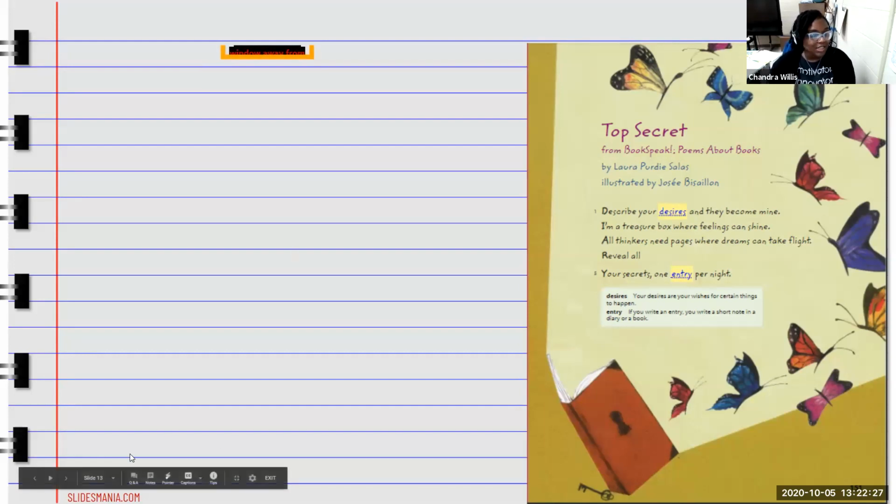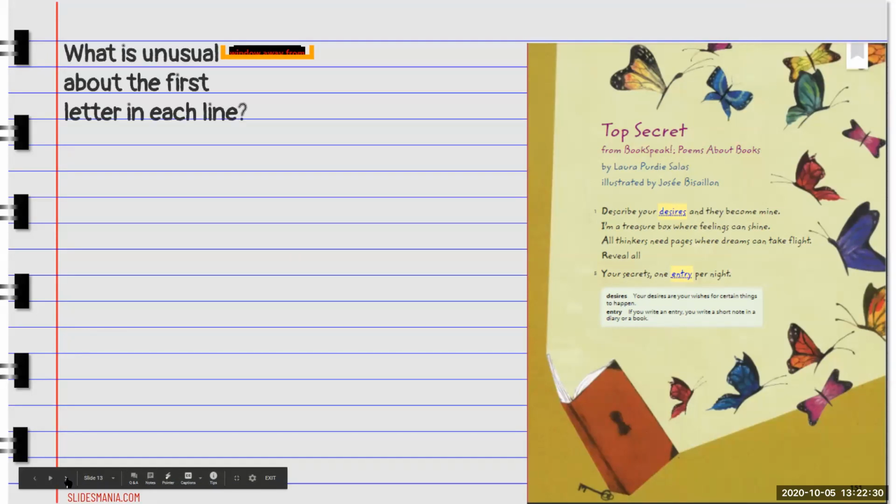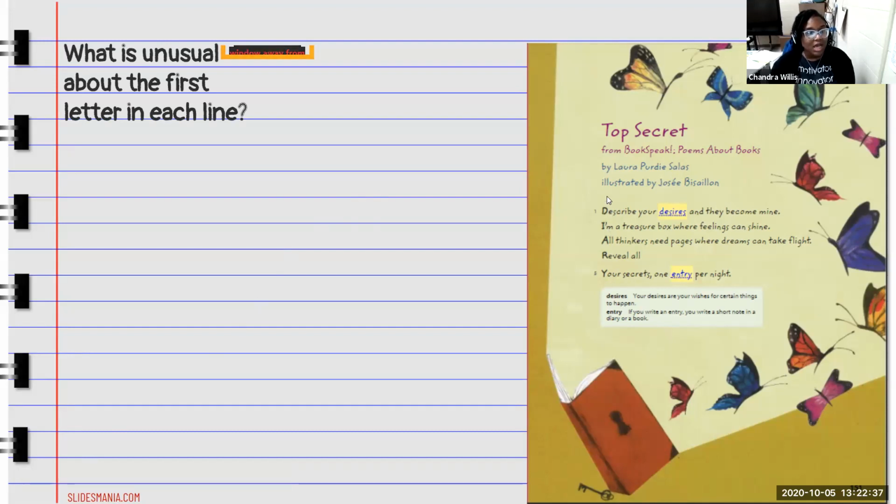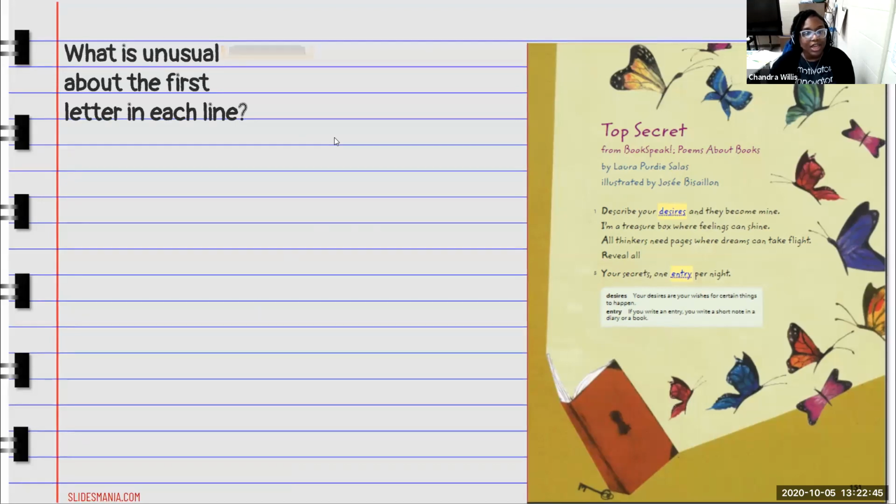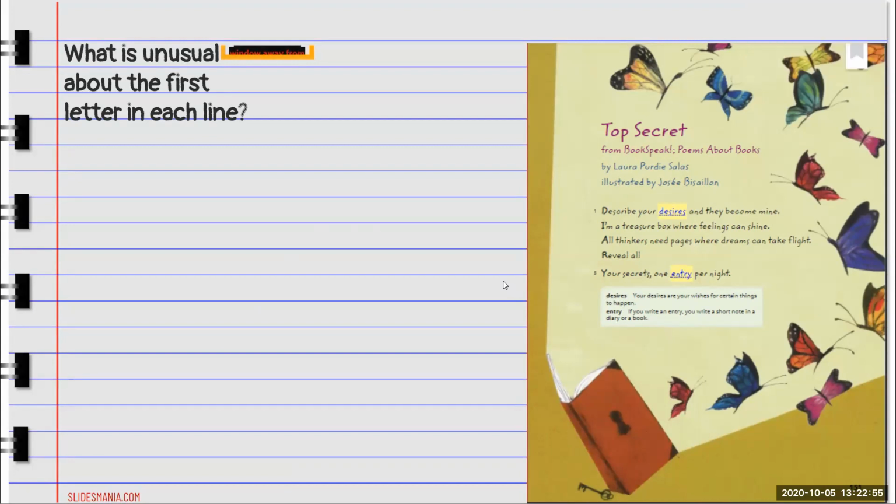So let's answer questions about this one. What is unusual about the first letter in each line of the poem? Can anybody tell me? Look at the first letter in each line of the poem and tell me what is unusual about that. Go ahead, beautiful. It's talking about secrets. Yes, it's talking about secrets.